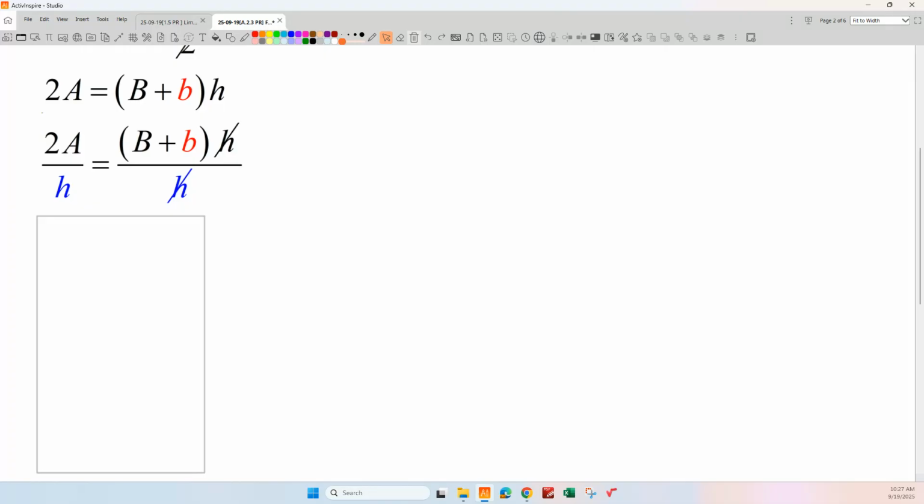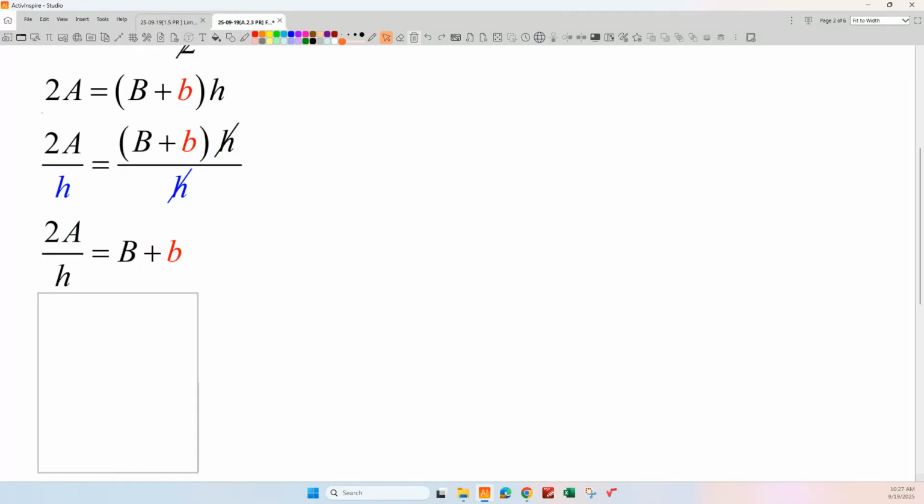Now that's starting to look a little better. Now we just end up with, on the right side, capital B plus b. On the left side, it looks messy, but that's all right. We get what we get. 2a all divided by h.